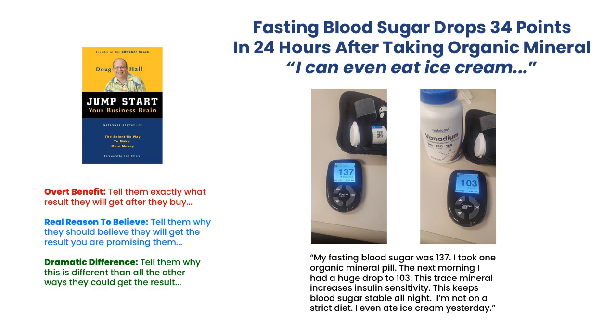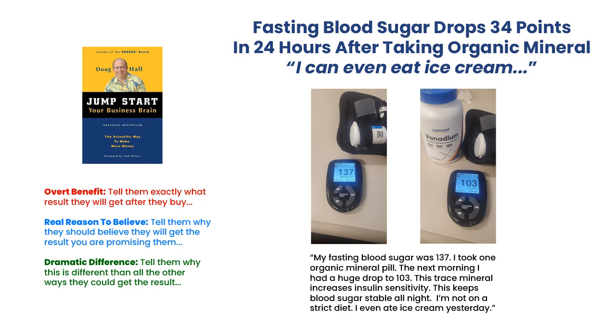So the first thing was you have to be very specific and tell people an overt benefit. Tell them exactly what result they will get after they buy. Don't try and hide it. It's got to be very specific. They need to be able to imagine it in their mind.